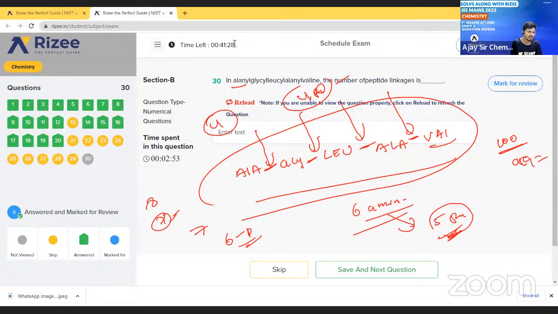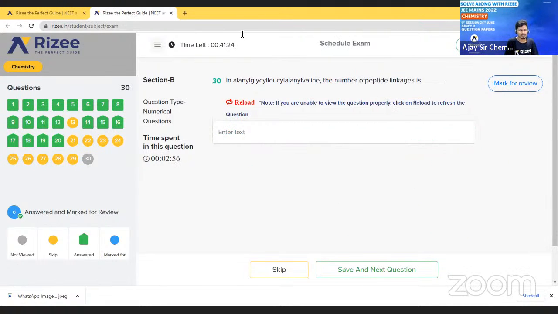So this is the analysis of the 24th June session 1 chemistry question paper, shift 2.